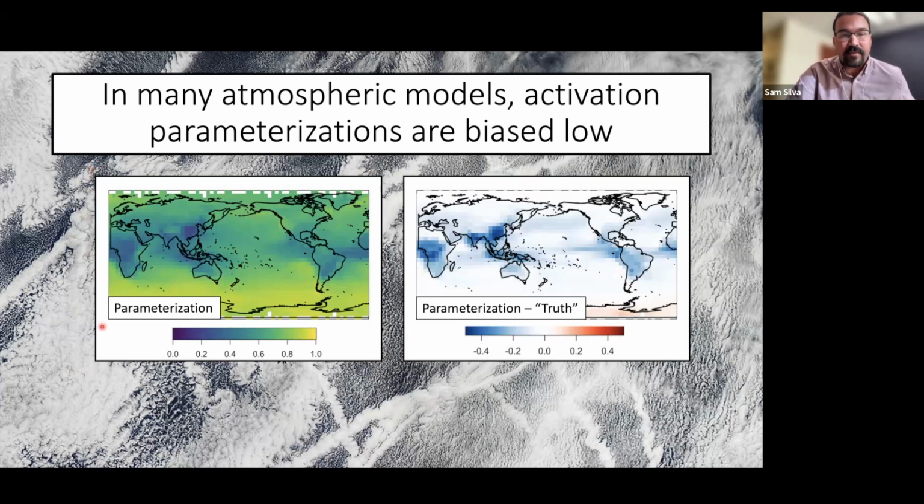You see the parameterization shown here on the left. And the difference between the parameterization and a truth, in quotes, where the truth is a detailed parcel model that has the latest and greatest physics and chemistry but is slow. You can see the difference between those two is that in general, the parameterization tends to be biased low, and it tends to be biased low in particular over certain regions like East Asia, where there are very high aerosol concentrations. And this is a well-known limitation of this scheme.